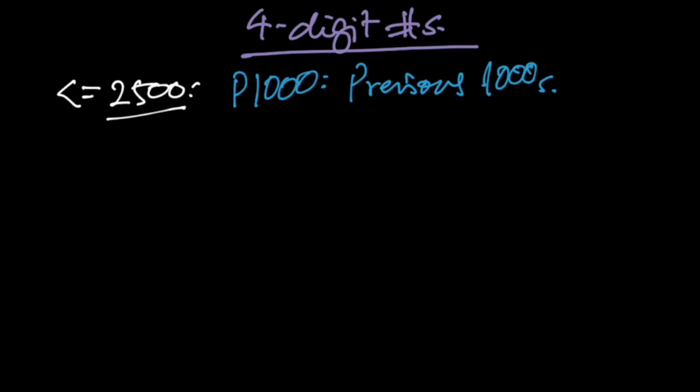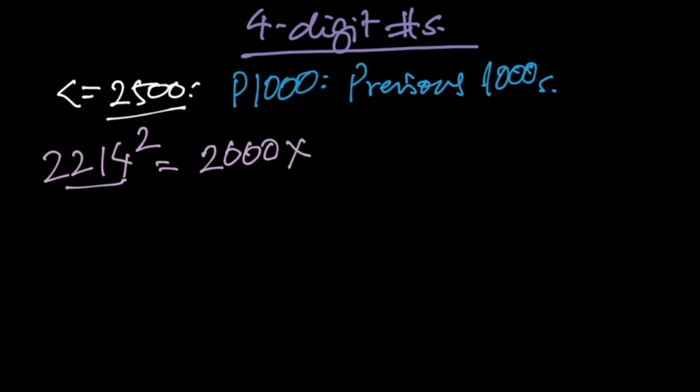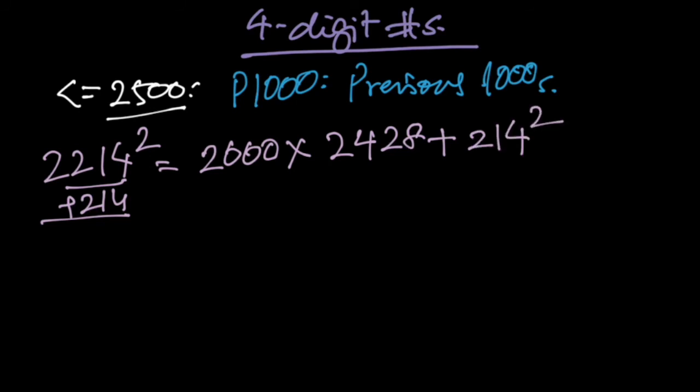So, let us do some examples. 2214 square. The previous 1000 for this number is 2000. Then we have to multiply it with 2428. Why? Because we have to add 214 to this number, plus we have to do the square of 214. For 214 square we can use P100. So, it becomes 200 times 228, because we have to add 14, plus the square of 14.